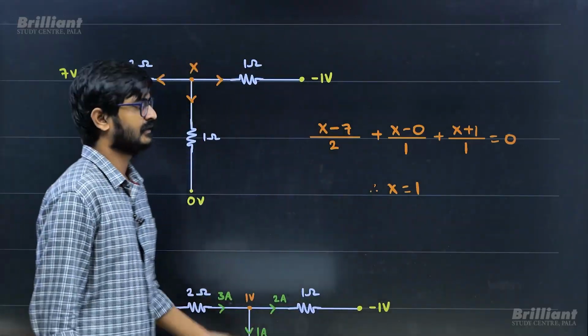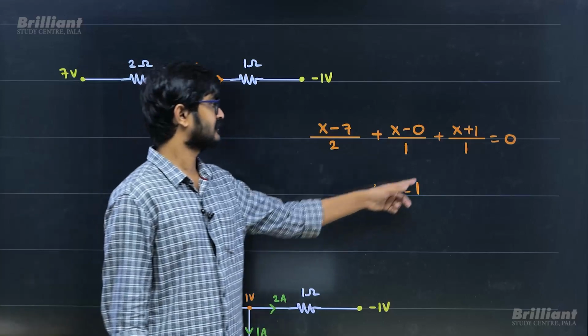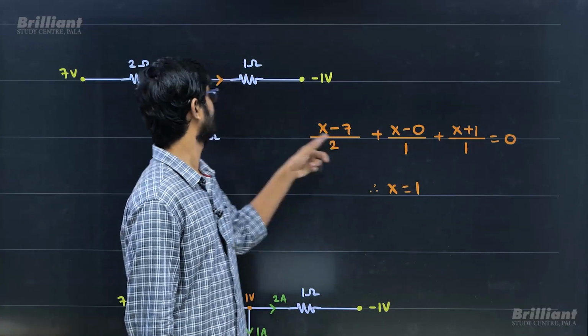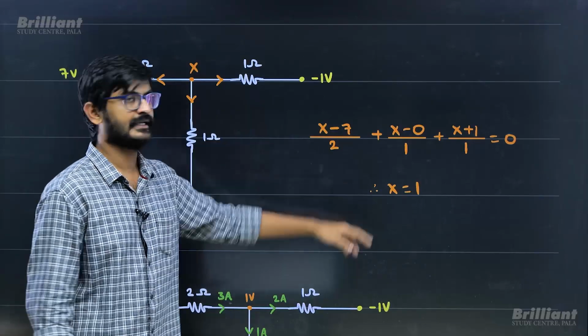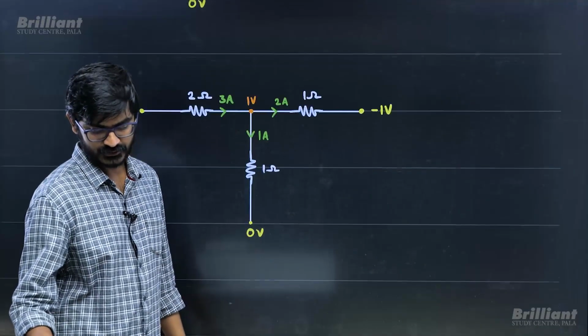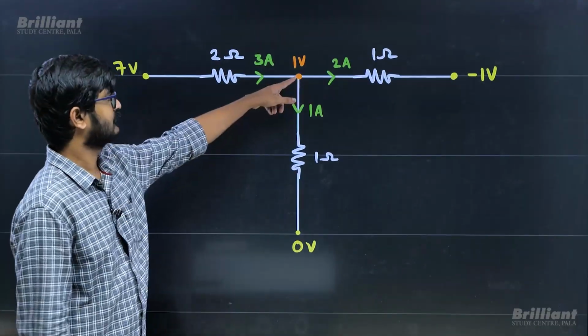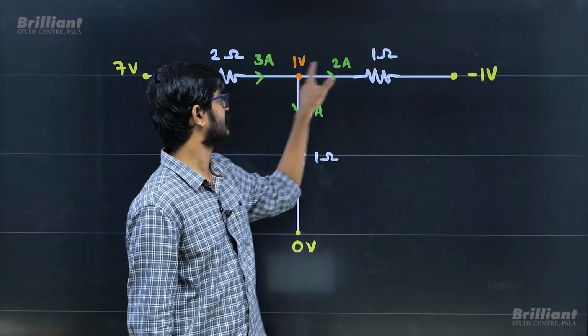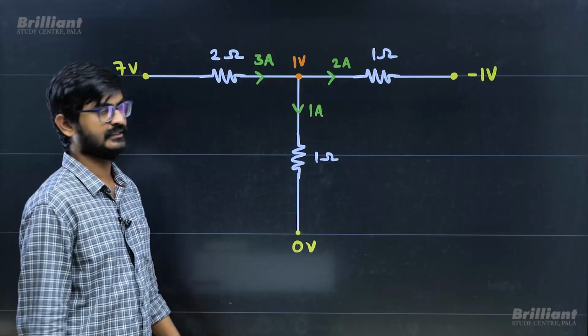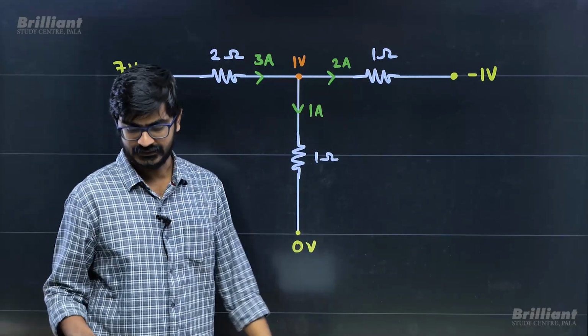X equals 1. Now obviously, when X equals 1, this current is going to be negative, which means our assumed direction is wrong. Anyway, don't bother about that. We will take X equals 1 and put it here. Once X equals 1, we can easily find the current in this one is 1 ampere, in this one is 2 ampere, and in this one is 3 ampere. So I refer to this as a T-shaped figure.